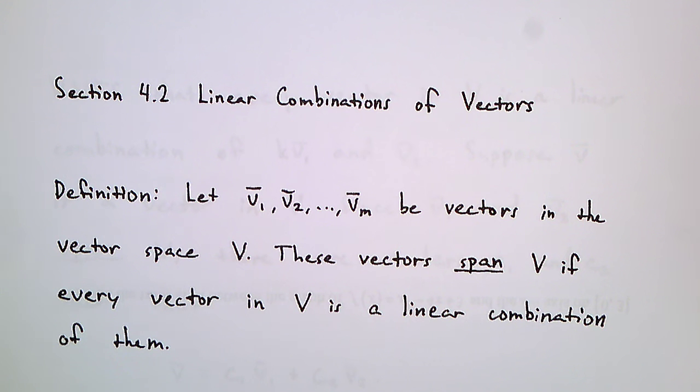In this second video for section 4.2, we're going to look at another definition that's closely related to linear combinations. Again, we're going to start with a list of vectors. Let v1, v2, up through vn be vectors in some vector space V. Then we say these vectors span V if every vector in the vector space V is a linear combination of these vectors.